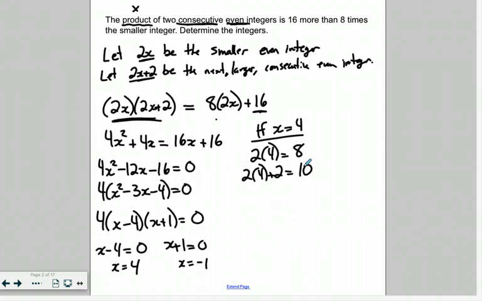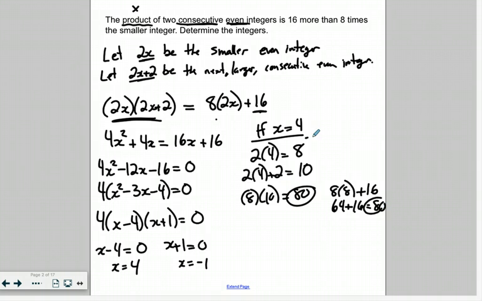And we can check to see if that works. The product of 8 and 10, right, so 8 times 10, that's 80. 8 times the smaller integer, so 8 times 8 is 64, plus 16, right, so that's now 64 plus 16, which is 80, right? And we do get that those are equal. So these are the first two, 8 and 10. Or we can evaluate, well, what if x was, in fact, negative 1? Would that work as well?